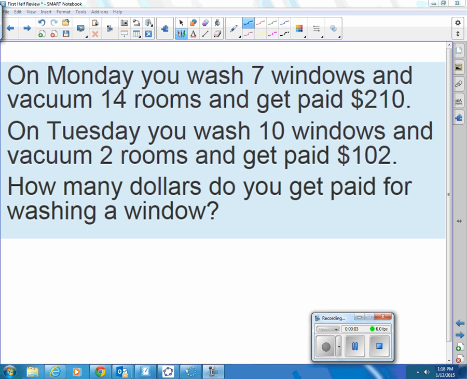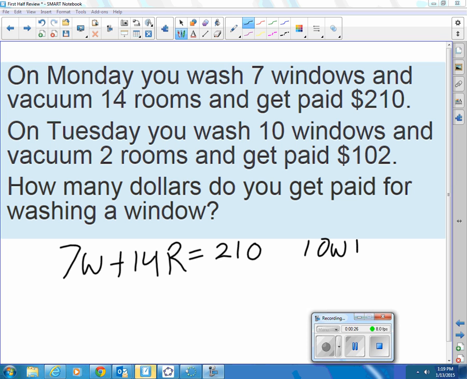Continuing a review of the first half of Secondary Math 1. Here's a system of equations. One equation is 7 windows plus 14 rooms equals $210. And another equation says 10 windows plus 2 rooms is $102.